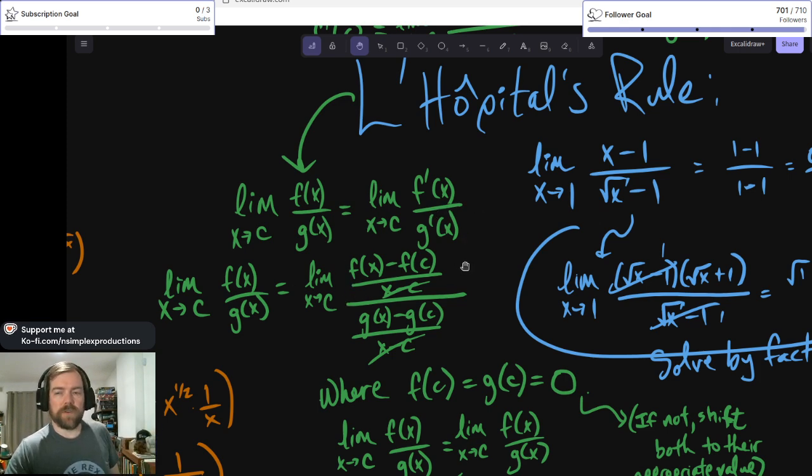And so the derivative f prime, where x is going to c, can be rewritten as the limit as x goes to c of f of x minus f of c over x minus c. And likewise for g, and those x minus c's divide out, and then if f of c equals g of c equals 0, then these two things become 0, and then we're just left with a tautology. Now, it is a simplification. It doesn't always work.